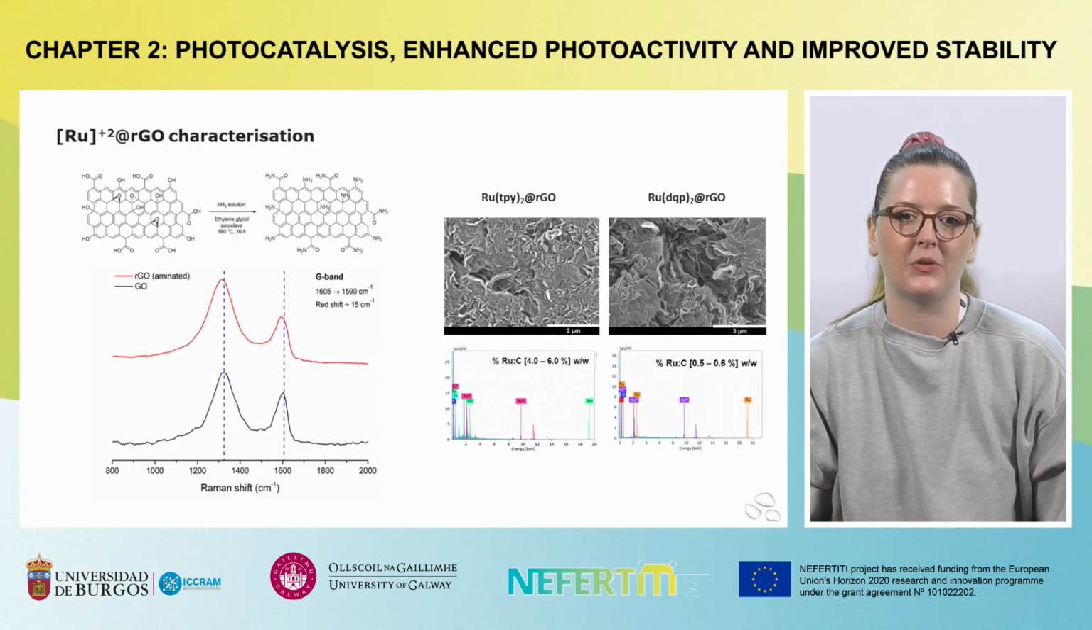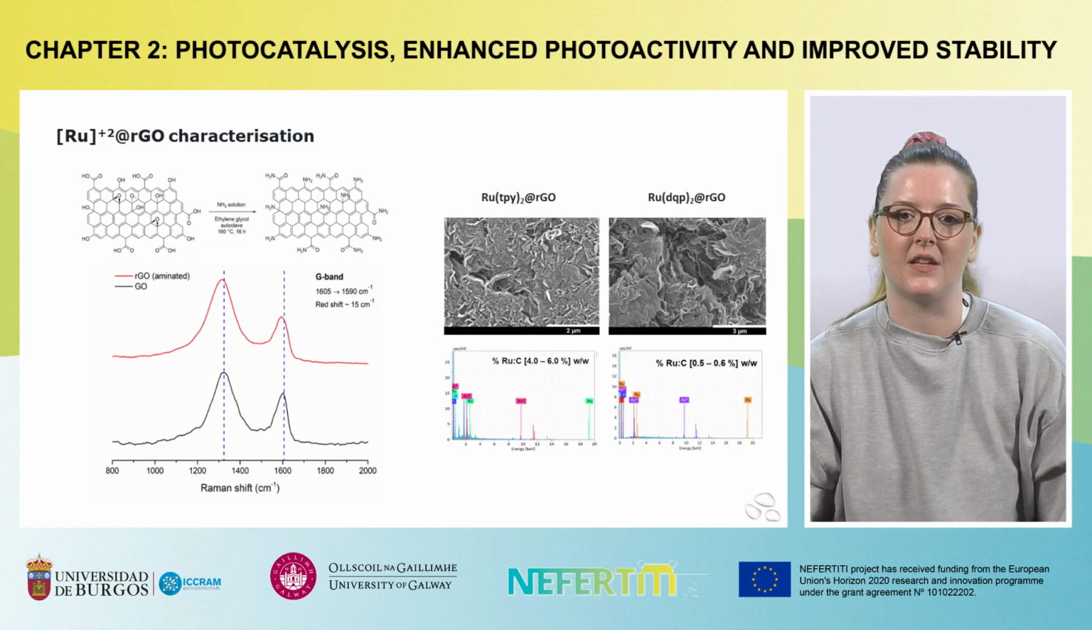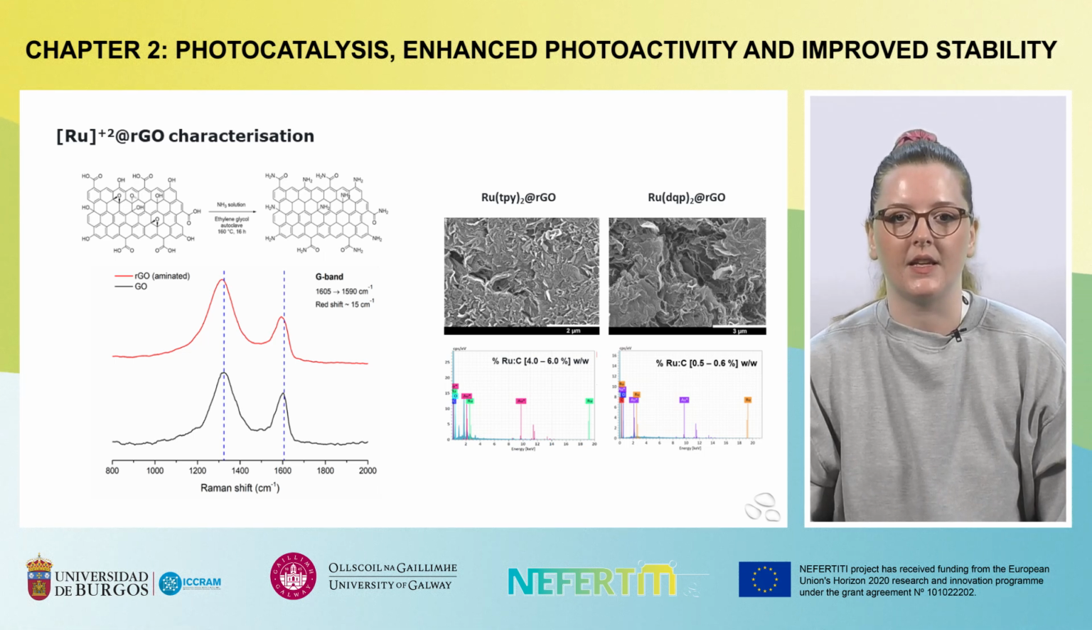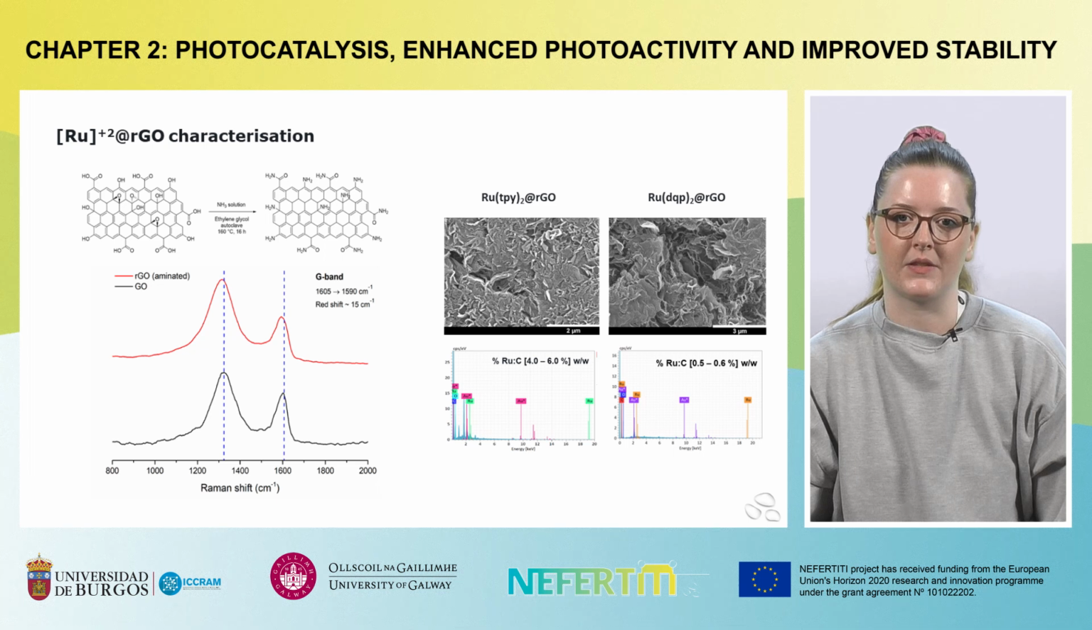The Raman spectrum shows a clear red shift in the G band of about 15 nanometers, confirming the conversion of graphene oxide into aminated graphene oxide. SEM analysis reveals that both materials maintain a sheet-like morphology with little to no change compared to the unmodified graphene oxide. EDX elemental analysis confirmed the presence of ruthenium throughout both materials.